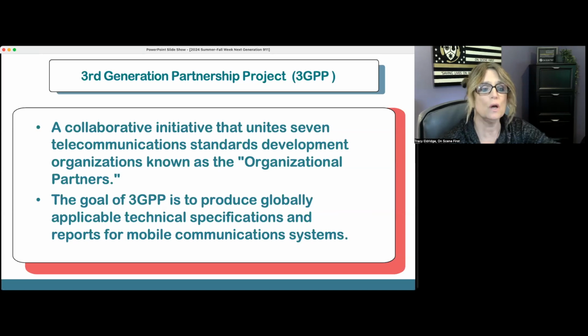So when it comes to mobile communications, the third generation partnership project, when you think of partnership, is a collaborative initiative that unites 7 telecommunications standards development organizations known as organizational partners. The goal of 3GPP is to produce globally acceptable technical specifications and reports for mobile communications. So it's a group of folks that come together and make sure that things are being done in a way that they should be when it comes to mobile communications.